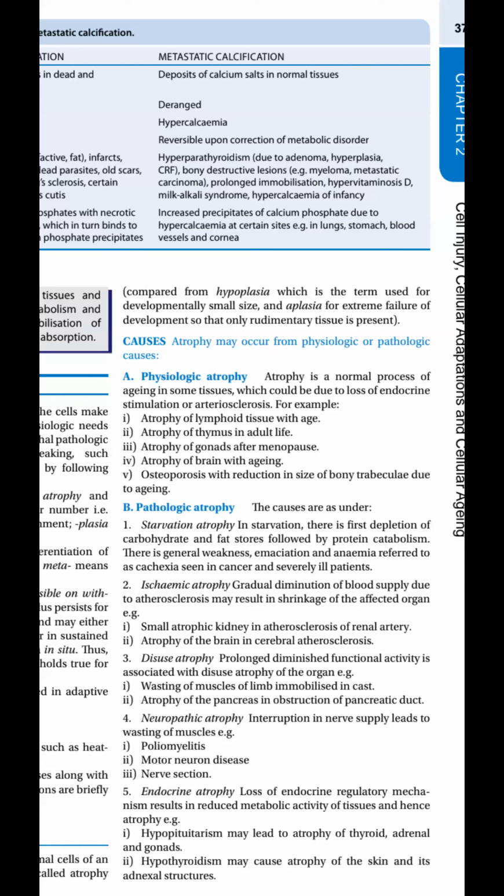The physiological examples are atrophy of lymph node tissue with age, atrophy of thymus in adult life, atrophy of gonads after menopause, atrophy of brain with aging, and osteoporosis with reduction in size of bony tubercles. So these are the normal physiological changes that happen. Even with a lesser amount of testosterone, the muscle fibers do not develop to that extent and the tone of the muscle goes down in males, and in females with estrogen.